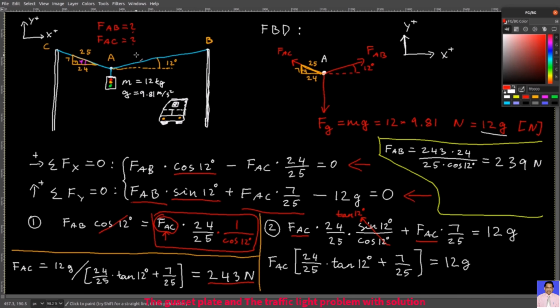And here is your answer. FAB equals that much, and FAC equals that much. And that's the sequence. You start with a free body diagram, you apply the equilibrium principle, you get your equations, and you solve for your unknowns.